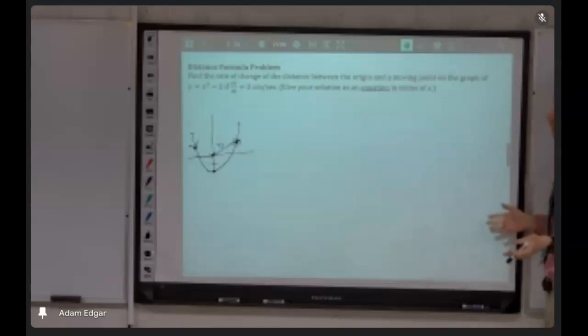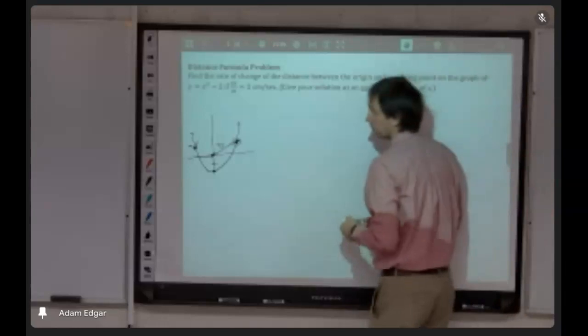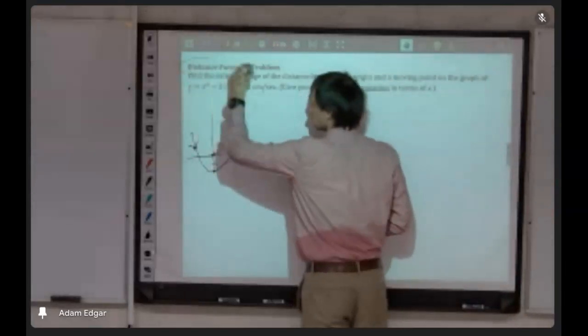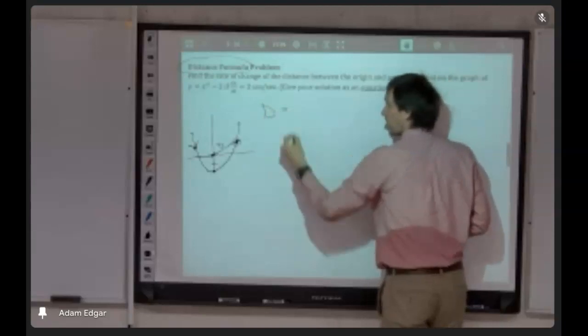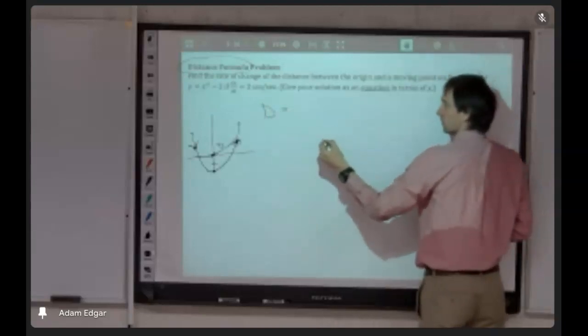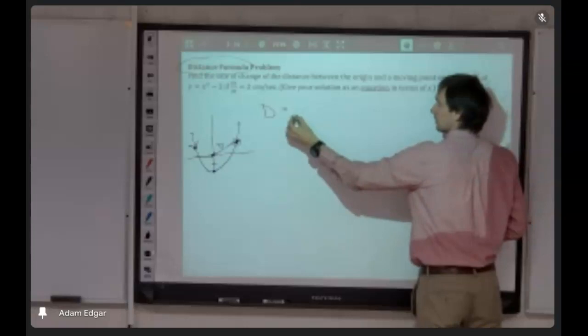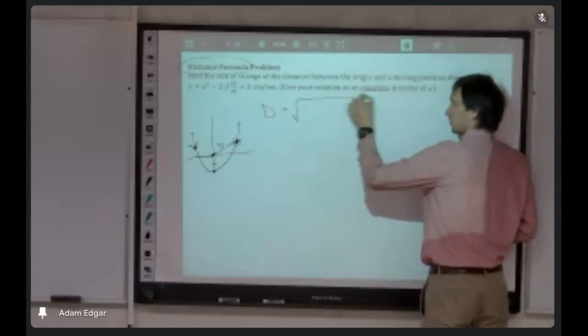What we need to do is, since we're talking about a distance, probably we'll use the distance formula. So that requires us to know the distance formula. Anybody remember a distance formula? Square root's a good start. What goes in it?